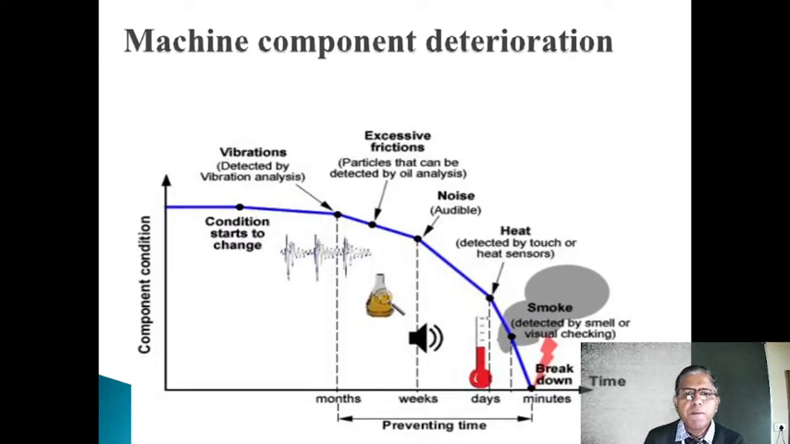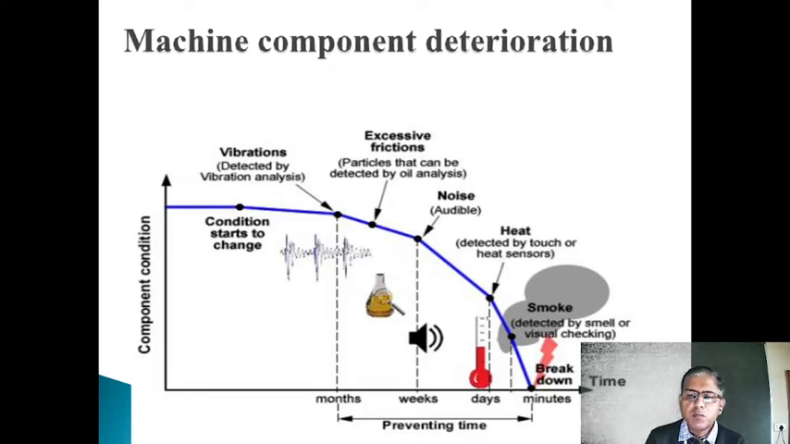Now we'll see machine component deterioration. If a new component is installed in a machine, how does the condition of that component deteriorate over a period of time? This blue gradient line indicates the condition of the component. On the x-axis is the time period, and on the y-axis is the component condition.